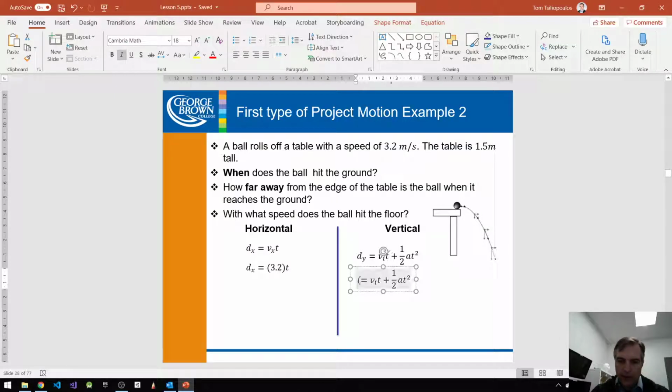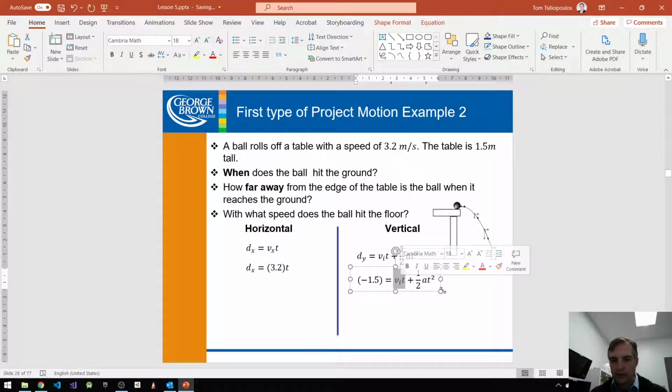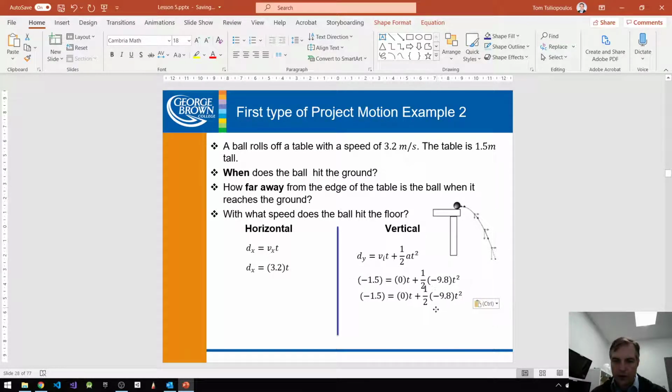So let's do that. We're going to say that this is negative 1.5 meters, right? We know that the initial velocity across the y-axis only would be 0. So that would be 0 times time. We don't know what time is, but anything times 0 is just 0. And then 1/2 a t squared, where a is equal to the force of gravity, pulling in the negative direction. So that would be negative g, or negative 9.8, times time squared. So we know these things, and then let's continue carrying this forward.